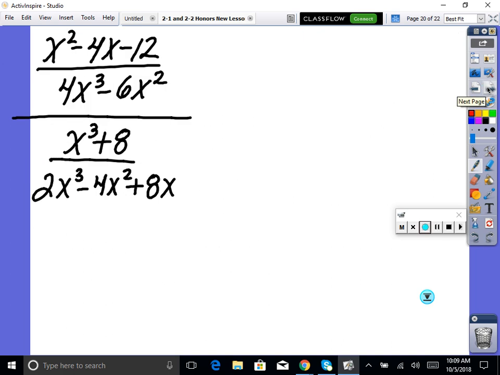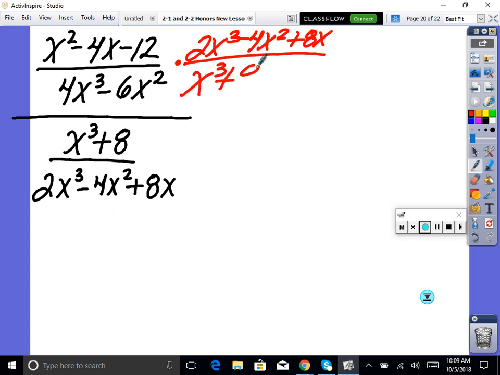Another one. Dividing fractions is easy as pie. We flip the second and multiply. So we're going to now have our 2x cubed minus 4x squared plus 8x on top. On bottom, we're going to have our x cubed plus 8. I'm going to make little stars where I need to restrict. Don't I restrict everywhere except for the top corner? Yeah. So I need to restrict here, here, and here.